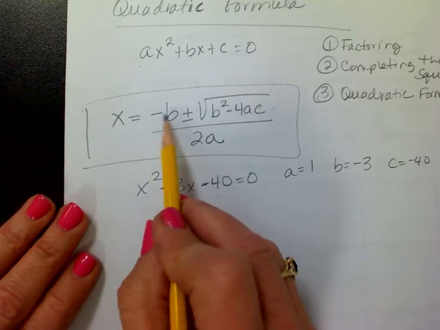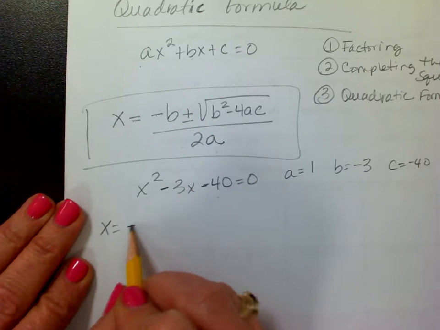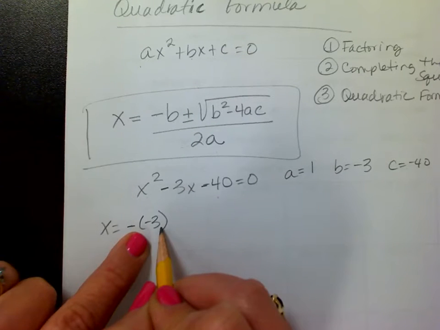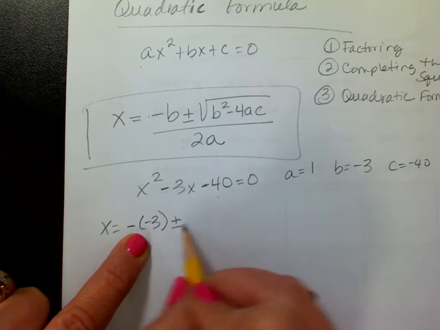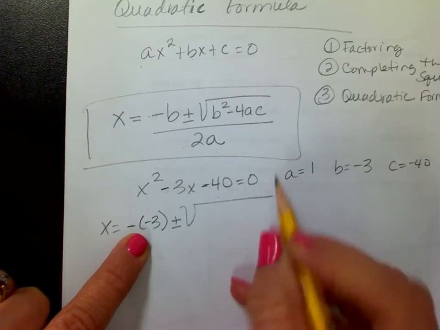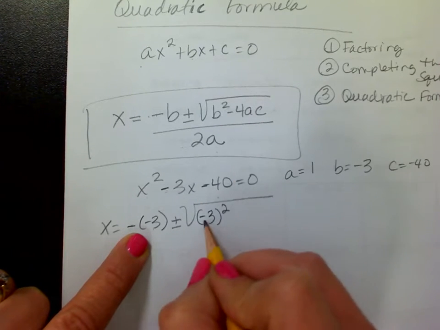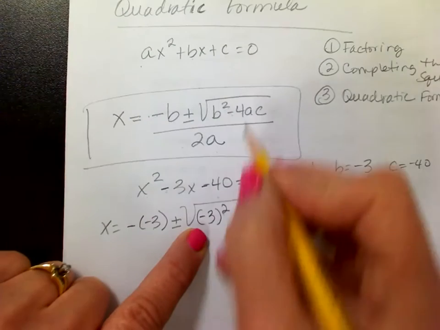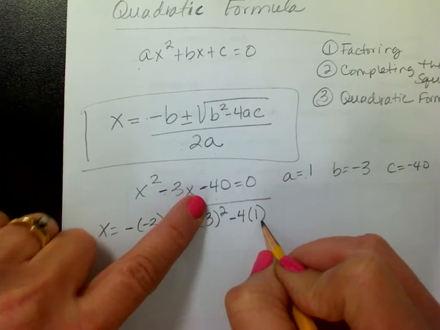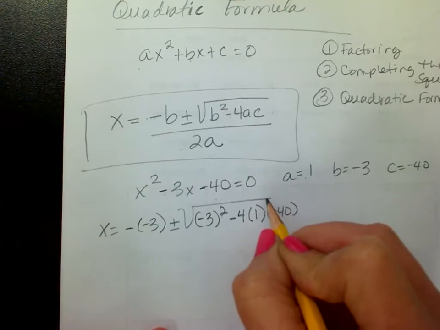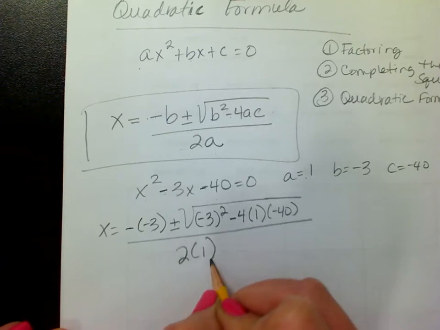Okay, now we have the opposite of B, so we're going to have x equals the opposite of B. What I like to do is plug in everything first. So this is the opposite of a negative 3, plus or minus the square root. Now B squared, negative 3, make sure that's in parentheses, negative 3 squared, minus 4 times the A term, which is 1, times the C term, which is negative 40, make sure the square root's all the way over it, all over 2 times 1.